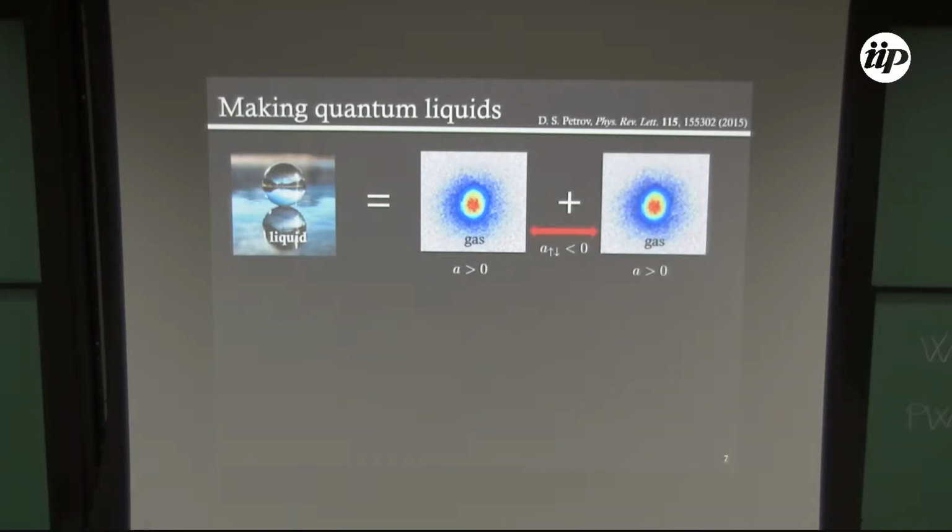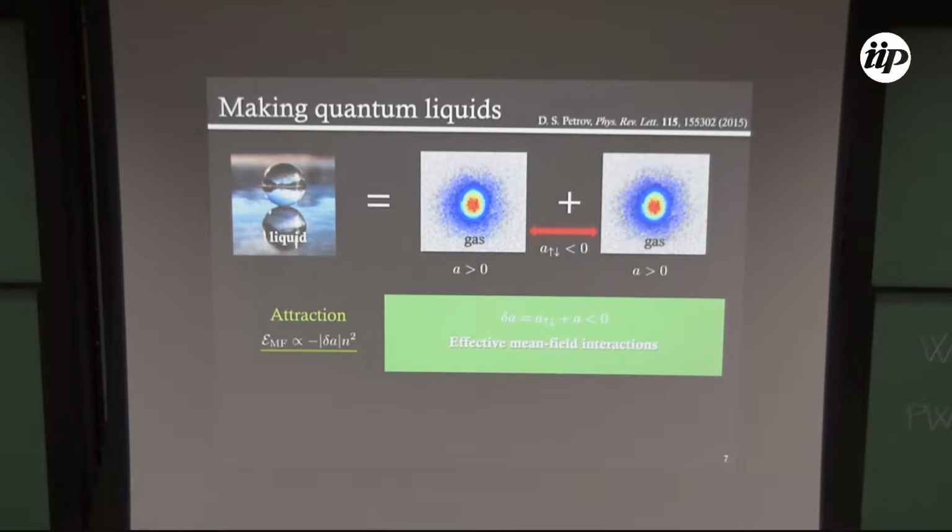So Dmitry Petrov in 2015 realized that, okay, maybe instead of using just one single-component Bose-Einstein condensate, we can use a two-component Bose-Einstein condensate, which has repulsive interactions within each condensate, but attractive interactions between them. In this system, I can define this concept of delta a that will depend on the difference between the intraspecies and interspecies interaction. I can also define my mean field energy as I did for the single-component Bose-Einstein condensate. This will depend on delta a and n squared.